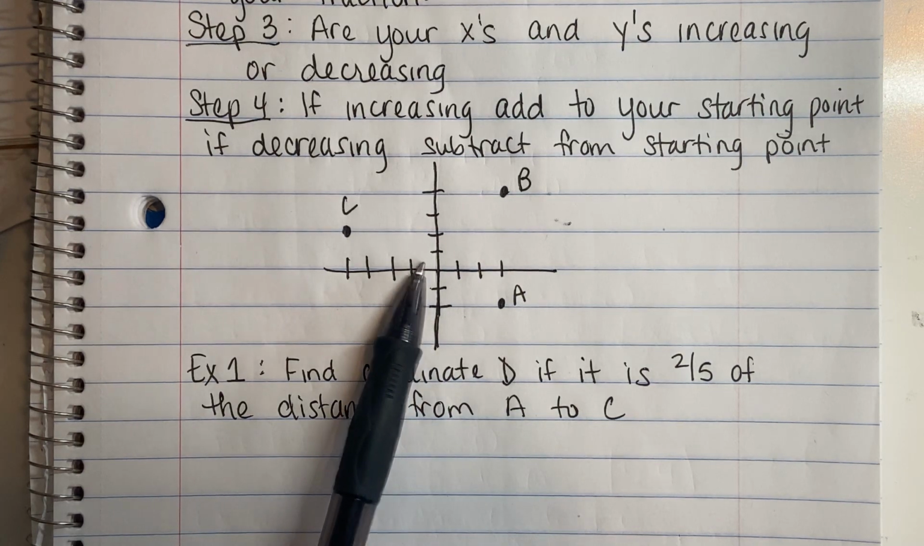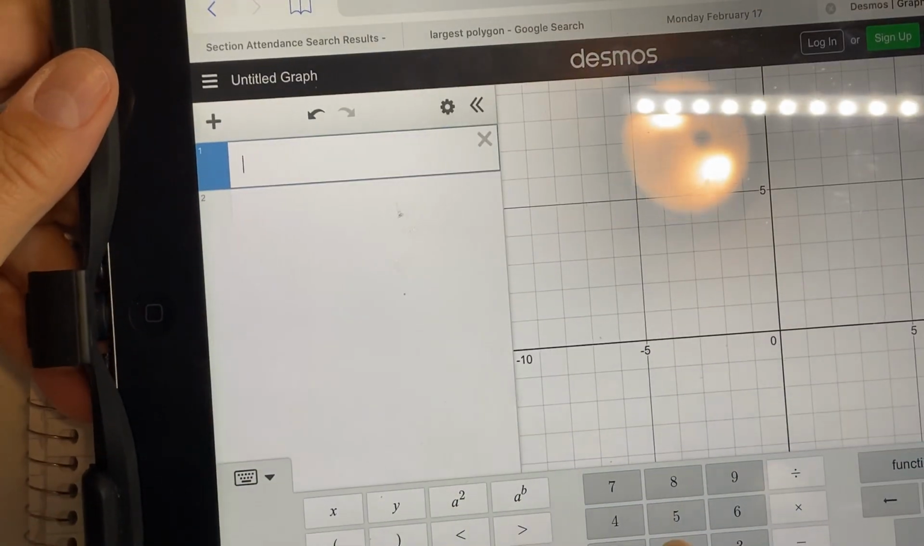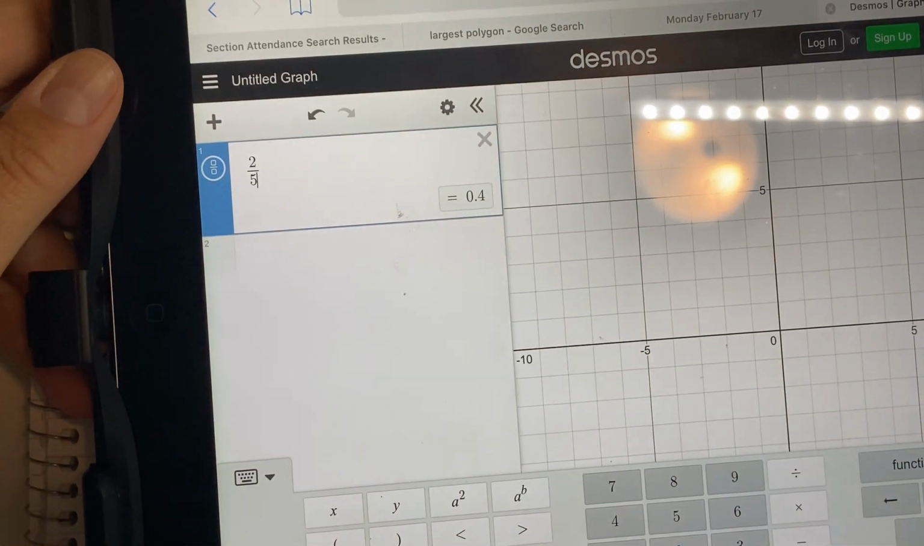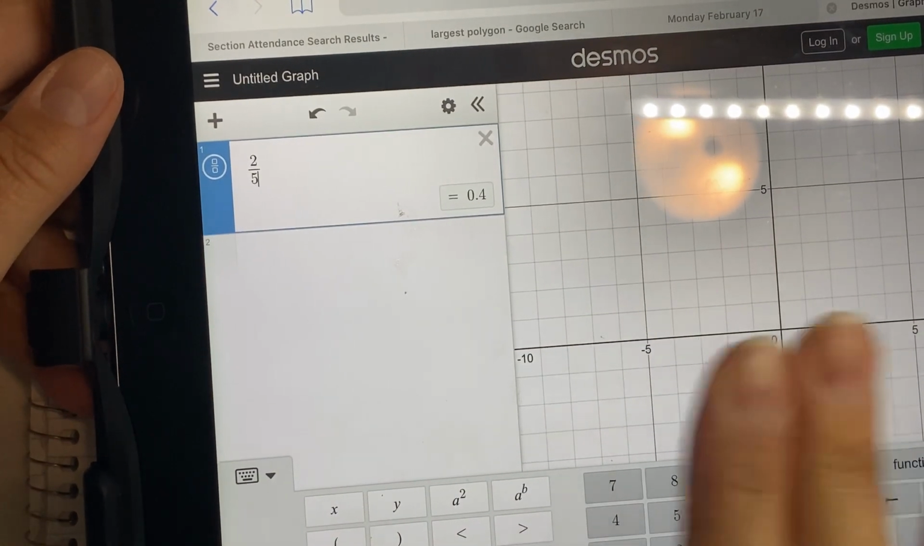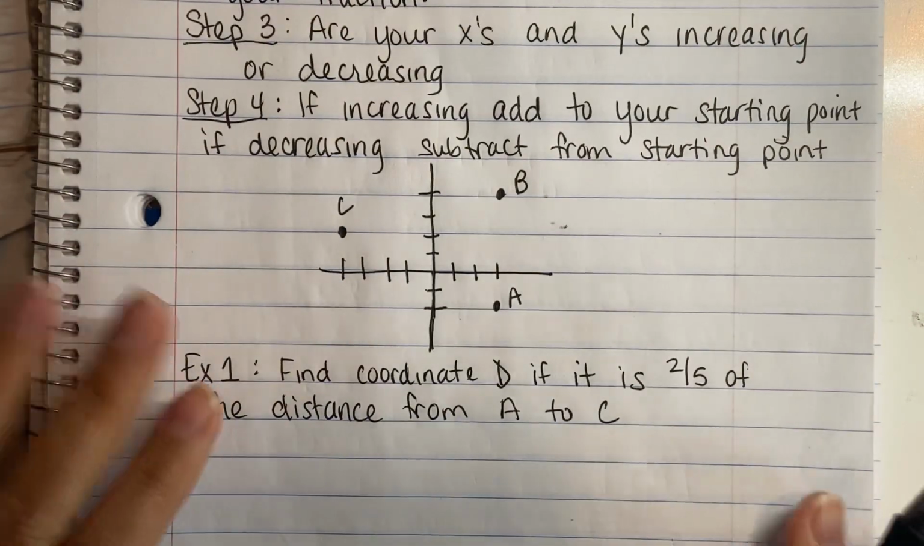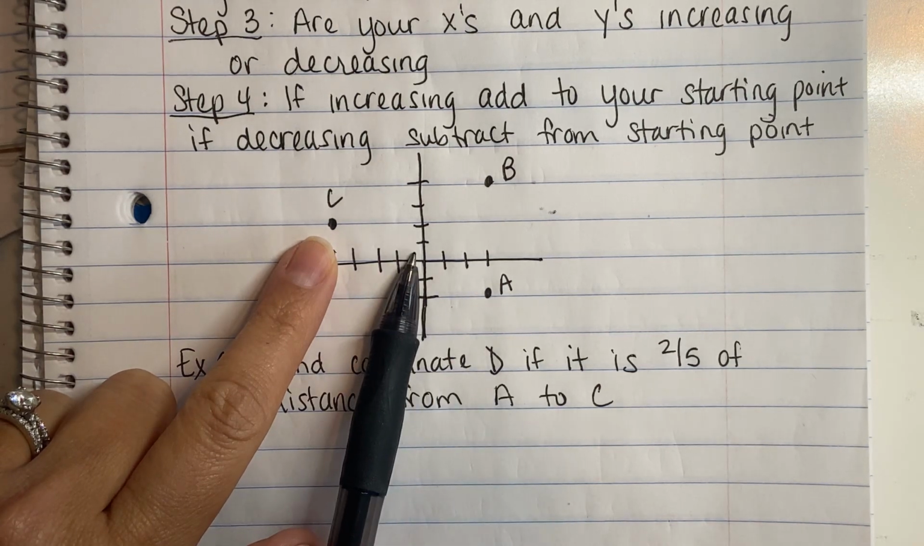So 2/5 is a weird fraction. So what I like to do is I like to get out Desmos, because I'm not good at knowing what those fractions are exactly. So let's do 2 divided by 5 and we get 0.4. So it's a little less than halfway. That's how I like to think about it, because halfway is 0.5, right? So 2/5 is just a little less than halfway. So if we're starting at A and we go halfway, we said about right there, it'd be like a little bit less.